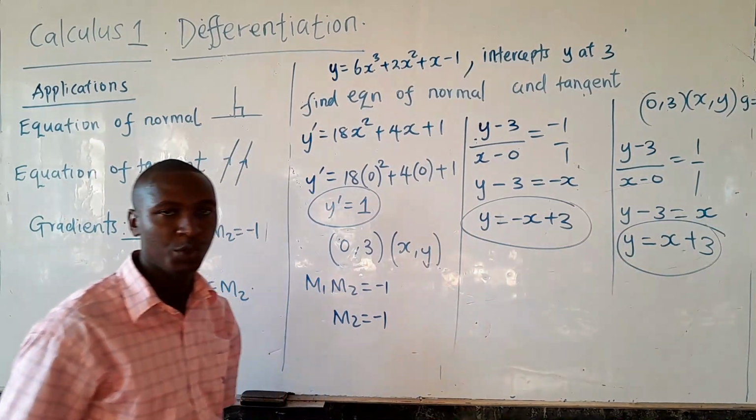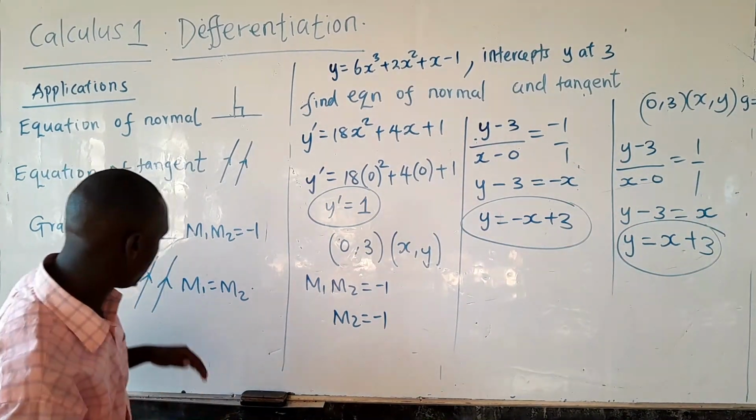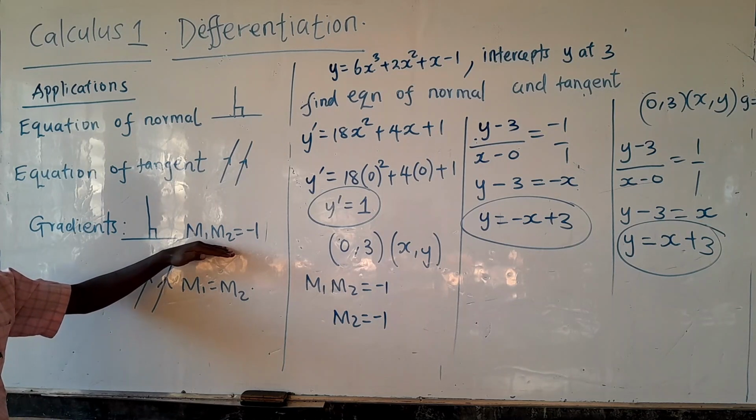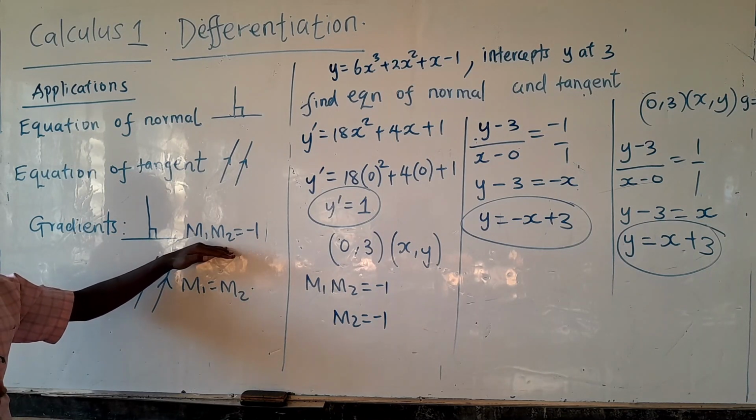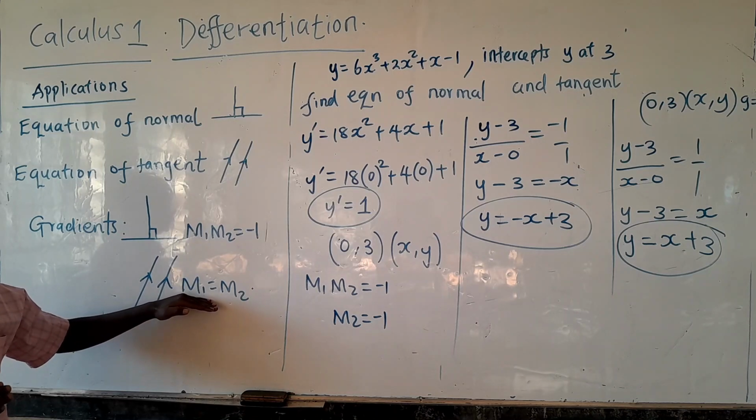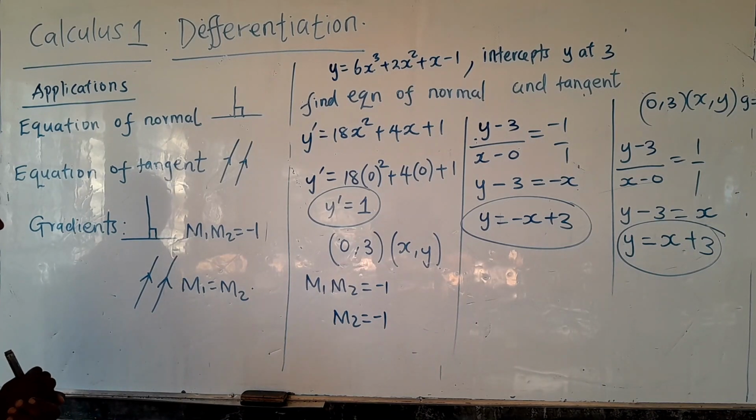Of course, it's good to remember that for the equation of normal, the product of the gradients is -1, and for those that are tangent to each other, it means their gradients are equal, and that's how it's done.